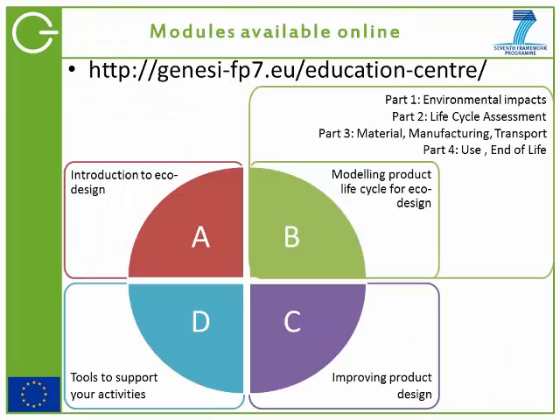The first part of Module B has introduced the types of indicators you can use for assessing the impacts on the environment throughout the product life cycle. Part 2 will provide you with a methodology to assess the different indicators over the product life cycle. Parts 3 and 4 will detail how to model specific parts of the product life cycle.